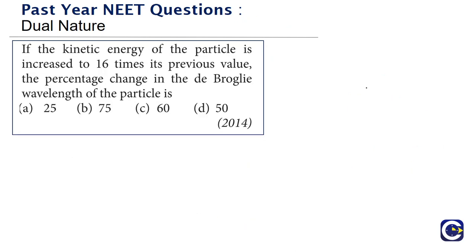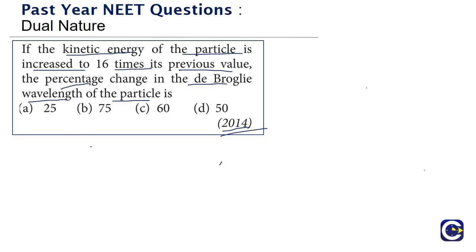And again, a similar kind of question. This came in 2014. If the kinetic energy of the particle is increased to 16 times the previous value, the percentage change in the de Broglie wavelength of the particle is? Similar in the sense that percentage change or factorial change questions are quite common. This is a question based on the de Broglie wavelength formula itself. The kinetic energy of the particle is being changed.